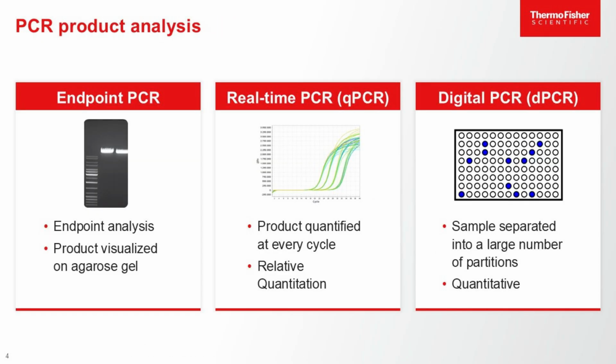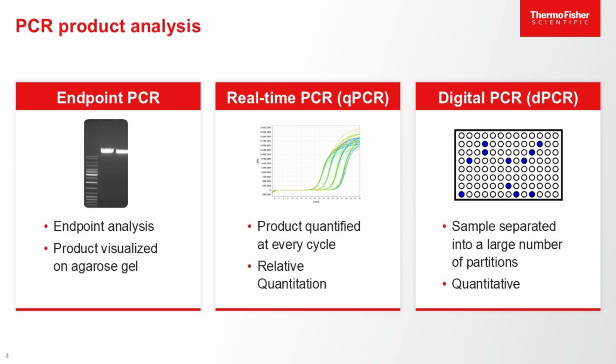PCR can be classified into different types based on the analysis of the resulting product. In the endpoint PCR, the amplicon is analyzed at the end of PCR by running agarose gel electrophoresis. This is a good approach if the presence and size of the PCR product are of interest or if there is a need to purify the PCR product for any further use.